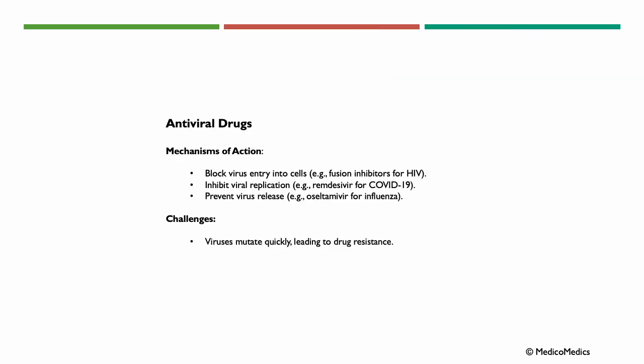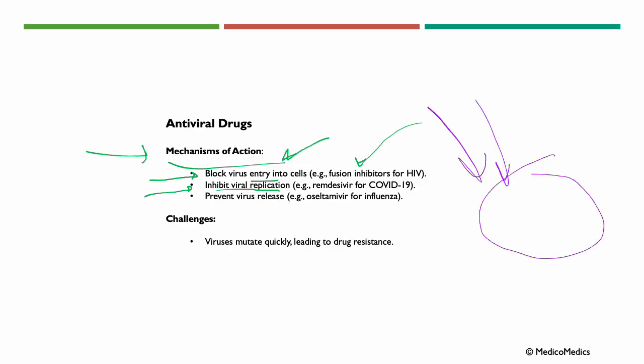So let's mention briefly some antiviral drugs. So what is the mechanism of action in general here? Well, they can block virus entry. Remember the steps again. We first had attachment and entry. So a mechanism of action of some antiviral drugs would be to block this entry, like, for example, fusion inhibitors for HIV. We can use drugs to inhibit replication. So remember, when it's entered the host cell and delivered its content, now it wants to replicate. So we give a drug to stop this.